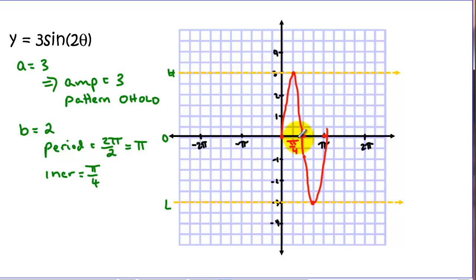So you can see here we completed one pattern in pi units, which was our period, and we could keep going every tick mark. Sometimes they're going to ask us to graph between 0 and 2 pi. Sometimes it may be 2 patterns. Sometimes it may ask you to graph it, say, between negative 2 pi and 1 pi. So if we went backwards, we just do the pattern in reverse because we're going backwards.